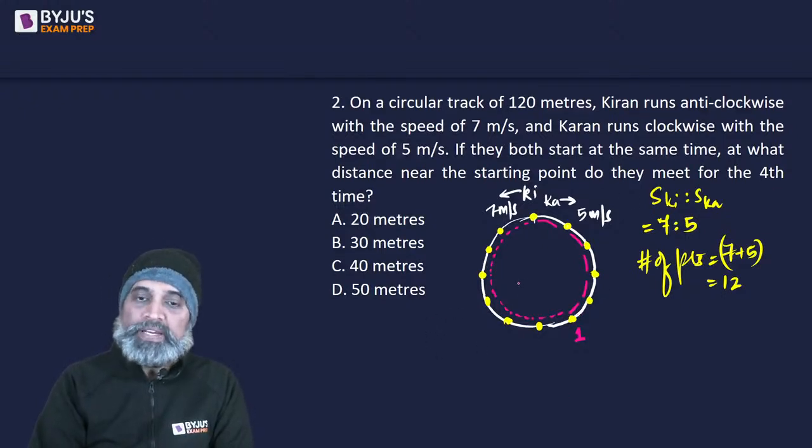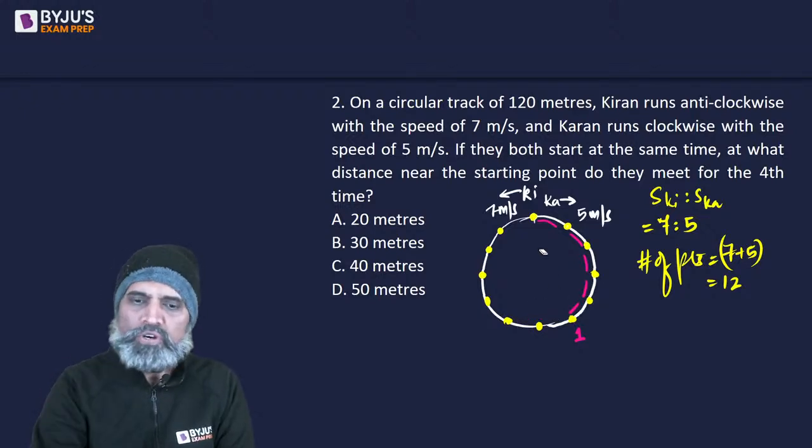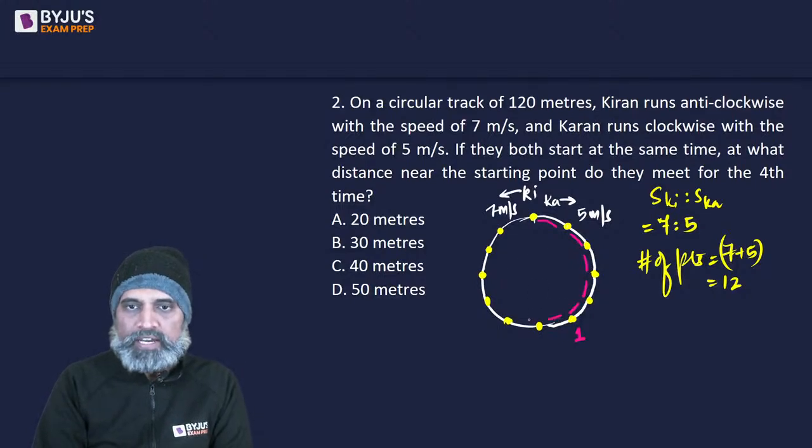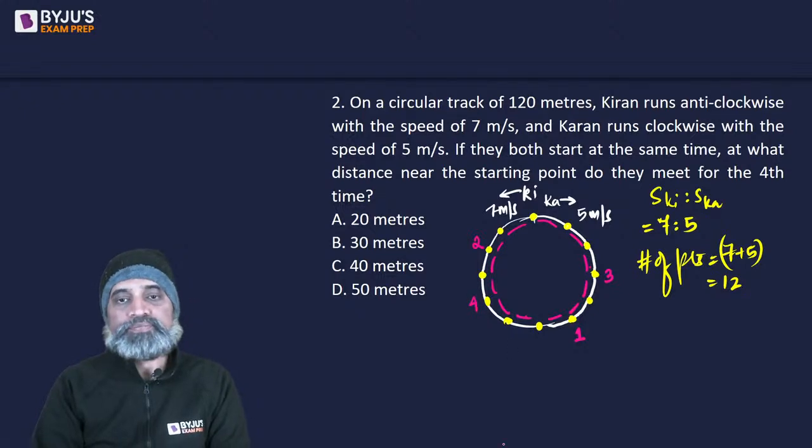So we will repeat that pattern. Instead of taking care of both the people and their segments, we can only keep track of Karan, because it's a smaller number, right? So this is the first meeting point, another 5 movement, 1, 2, 3, 4, 5. This is the second meeting point, 1, 2, 3, 4, 5. This is the third meeting point, 1, 2, 3, 4, 5. This is our fourth meeting point.